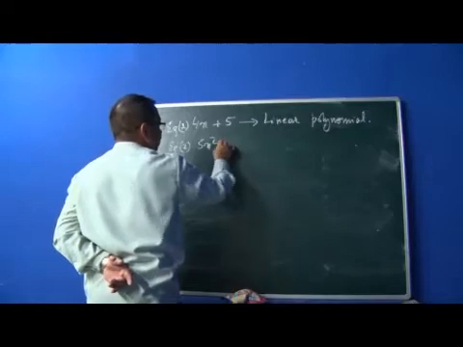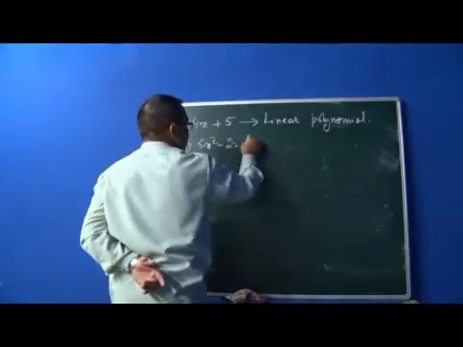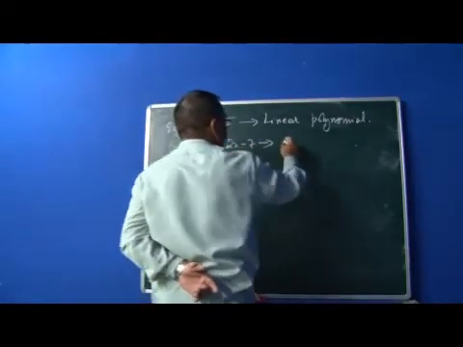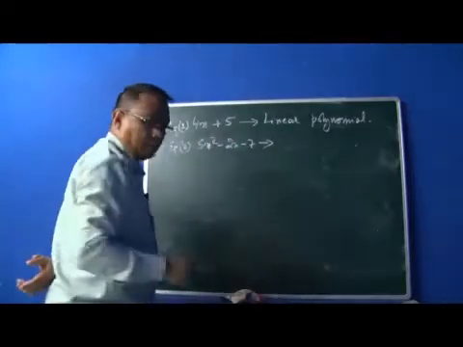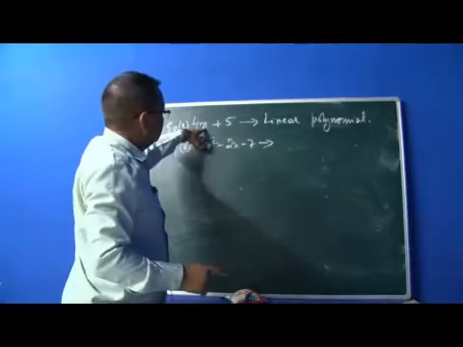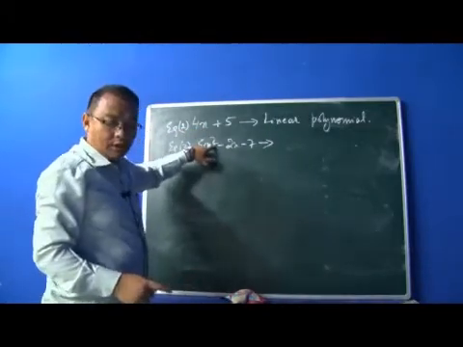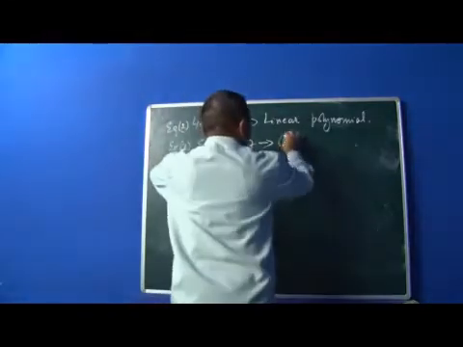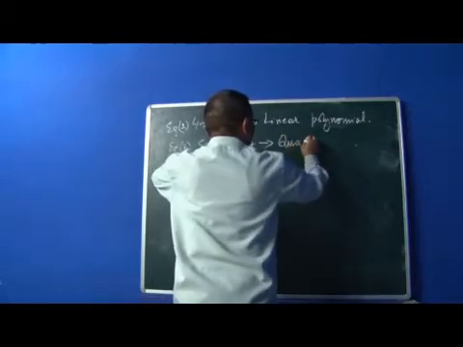Then example 2, 5x squared minus 2x minus 7. Here this one got a power square, which is the highest power. The degree is 2, and here the degree is square. So the highest power, we call it quadratic.